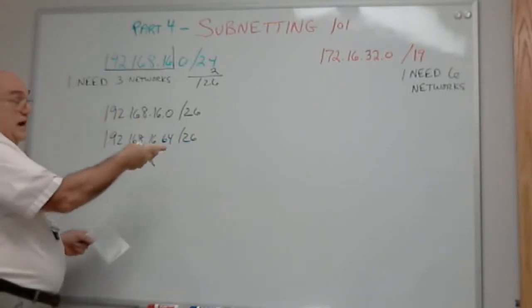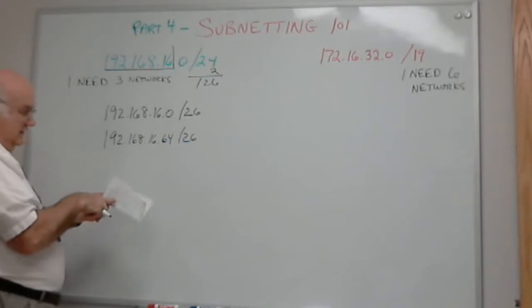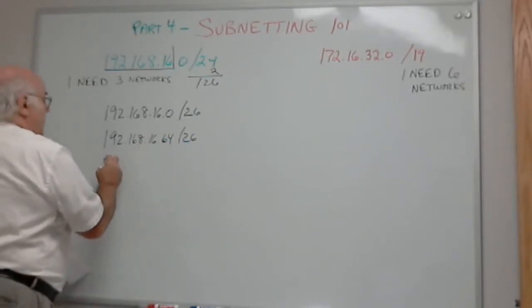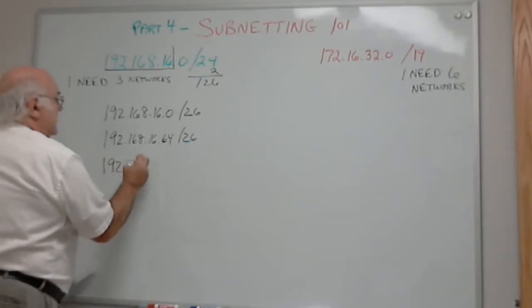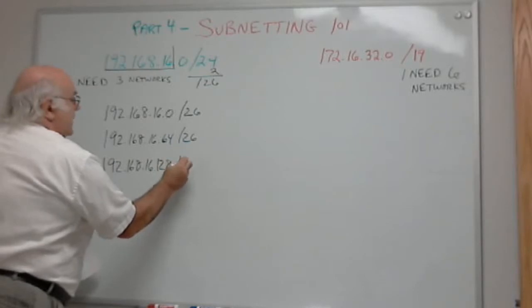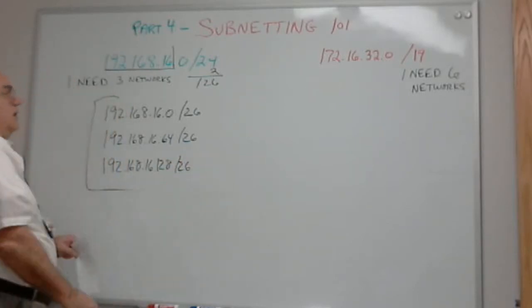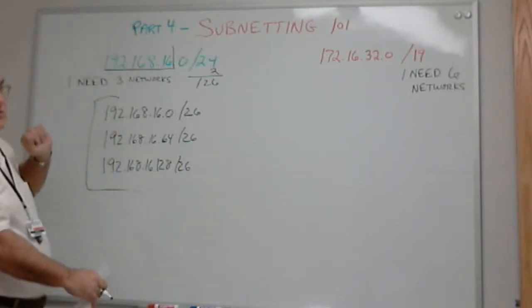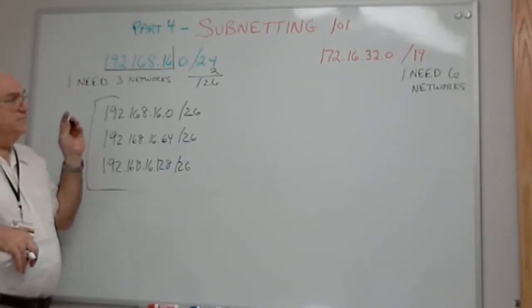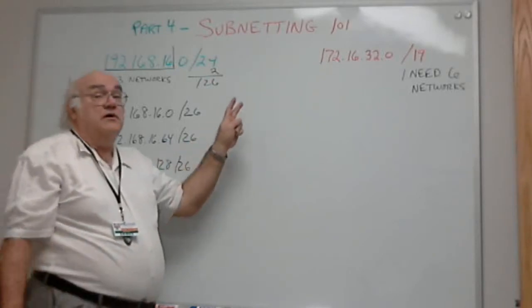There's still 64. I haven't changed anything. /26, still 64, so I'm going to add 64 to that: 192.168.16.128/26. I've got 3 networks that I can use based on the 1 network given to me by my ISP. Okay, let's see how that works in the 3rd byte.